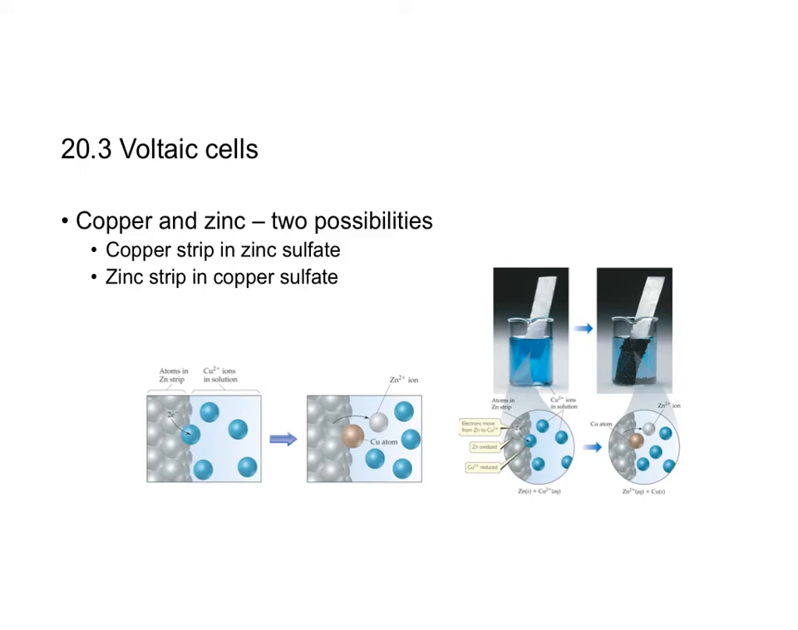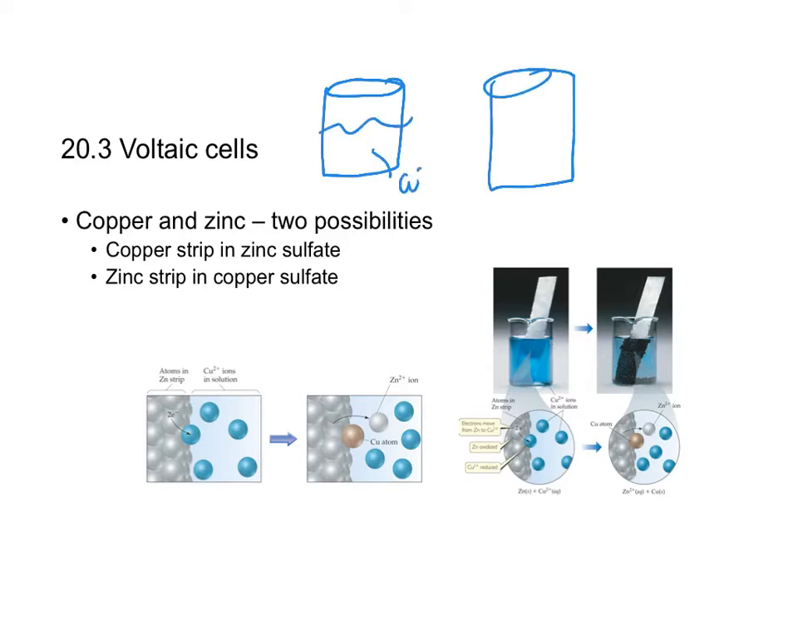This is section 20.3, called Voltaic Cells, and it's a demo I normally do in class. What we have are two different beakers. I'll draw them here. One of them has a blue solution of copper 2+, and we put in a strip of zinc metal. The other solution is a clear solution of zinc 2+, and we put in a copper strip.